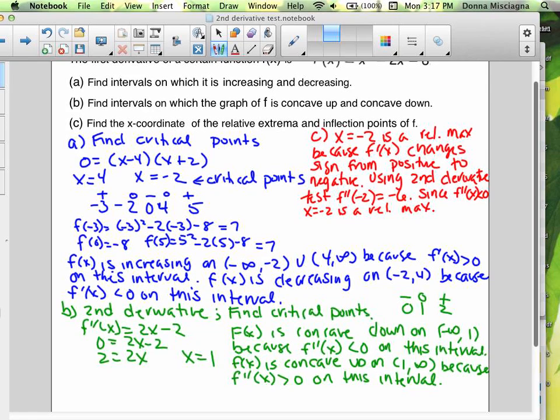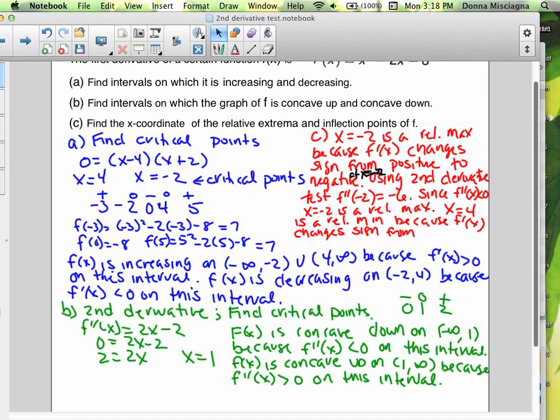Oh, can we squeeze in the last part? X equals 4 is a relative min because f prime of x changes sign from negative to positive. And I should say here, I'm going to squeeze that in. I was watching the recording and it wasn't moving. So I think maybe the whole thing was paused. Here, let's just cut that, and I'll write that nicer. And erase. Okay. X equals negative 2.